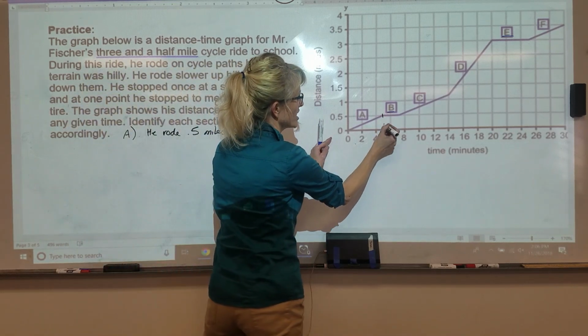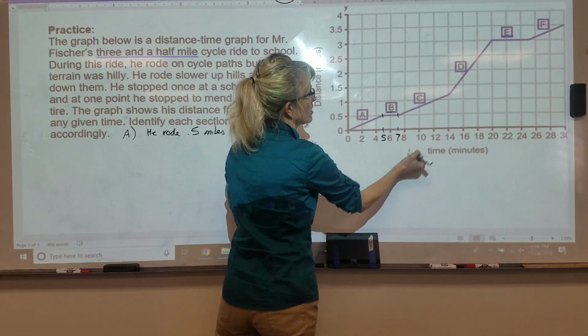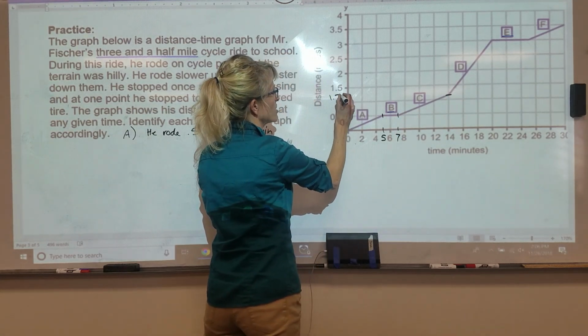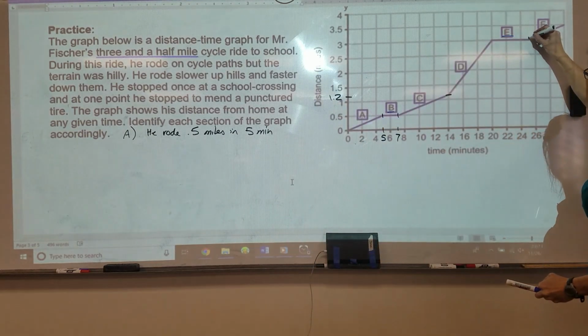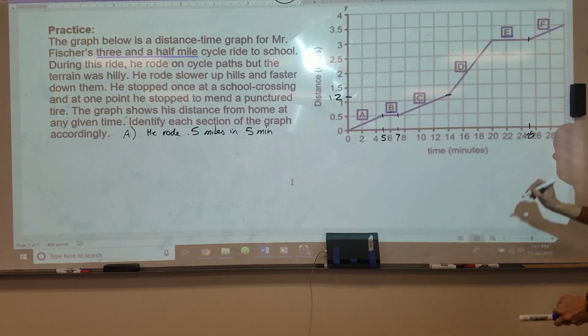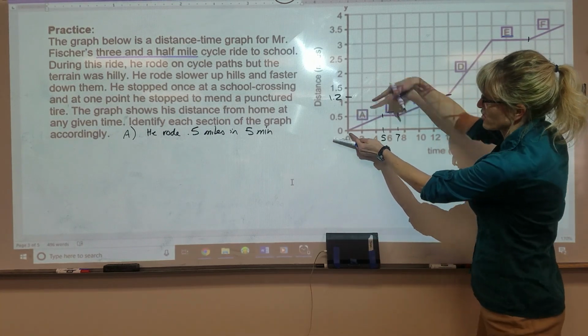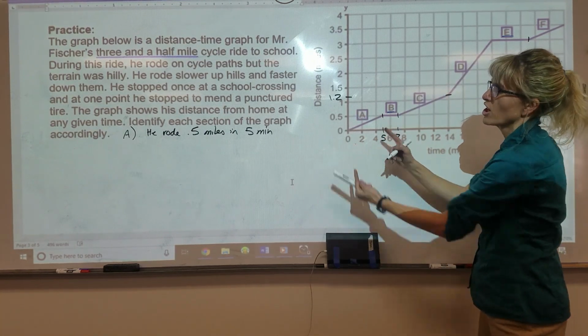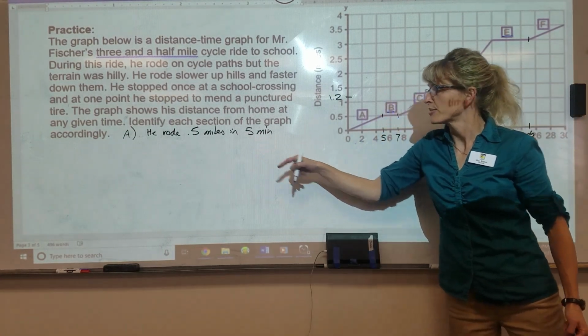Here we go. Oh, you know what? I didn't mark off that we're going to call this 5. We're going to call this 7. Let's call this one 14. And there's one more over here. We're going to call this one 25. Okay, good. So 0.5 miles, that's the distance, and it took him 5 minutes of time. Perfect. We can figure out his rate. We do his distance divided by time if you needed to.